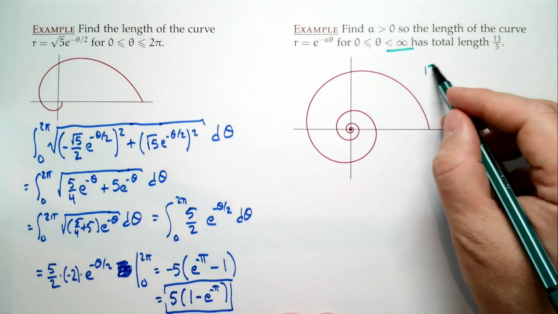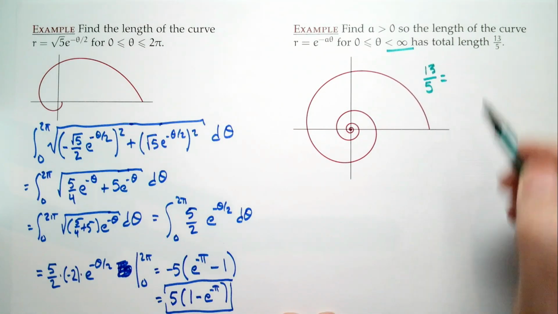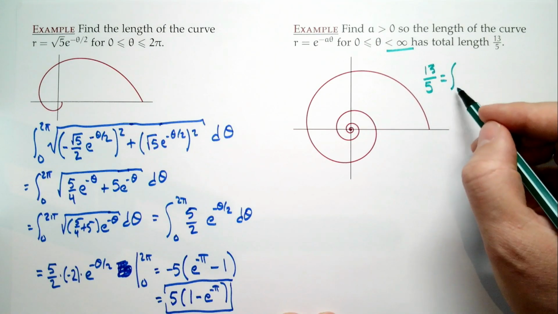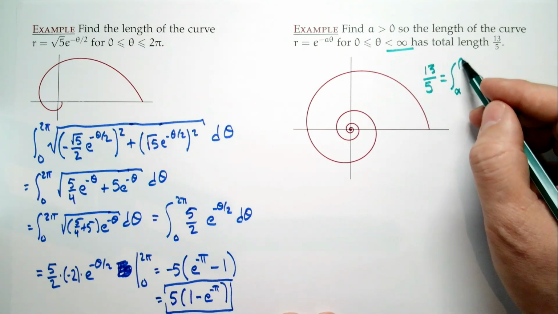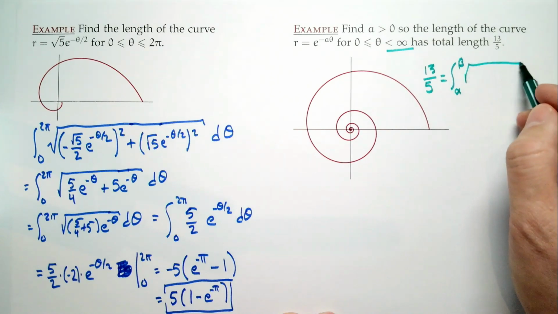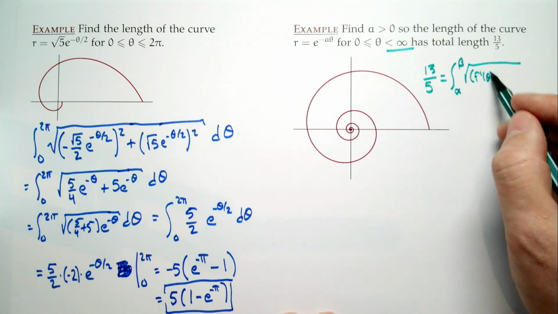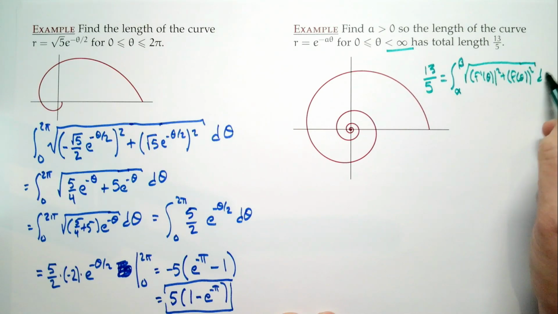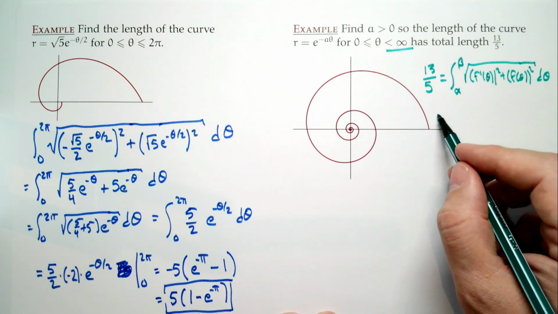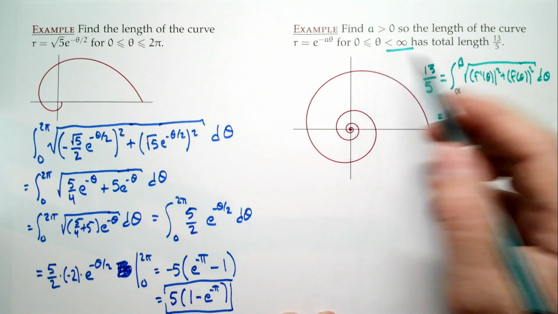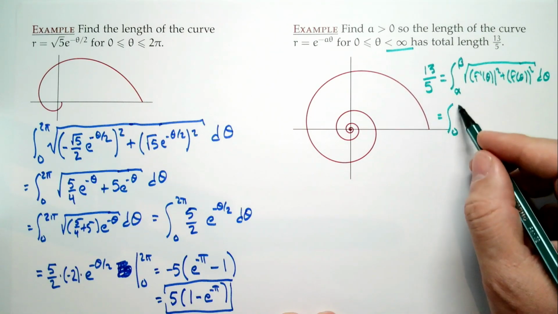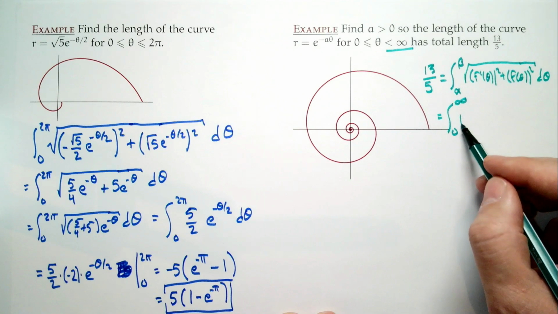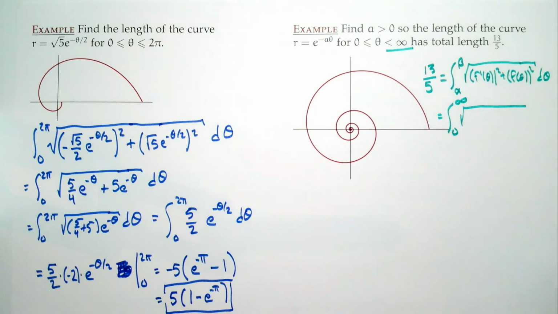So we know that we have 13/5. That's our length. It's equal to, and I'll just write down the generic formula as a reminder, the integral from alpha to beta of the square root of f prime of theta squared plus f of theta squared d theta. All right. So our bounds are 0 to infinity. Square root. What's the derivative of this function, e to the minus alpha theta?